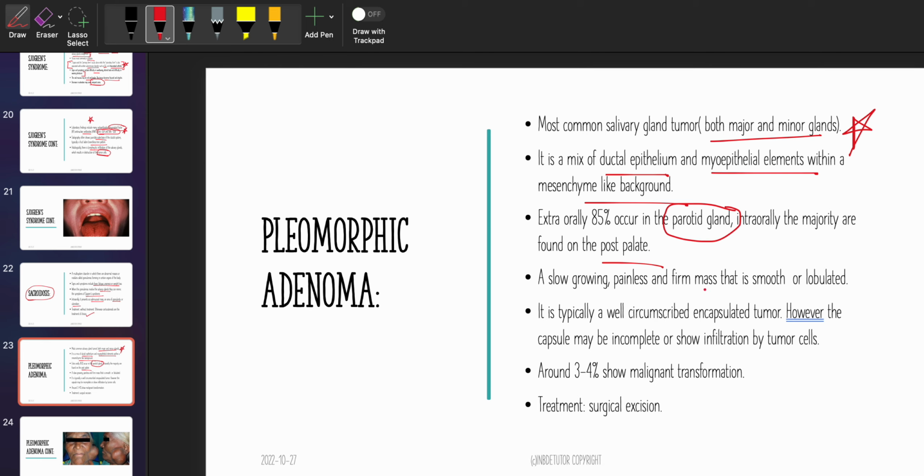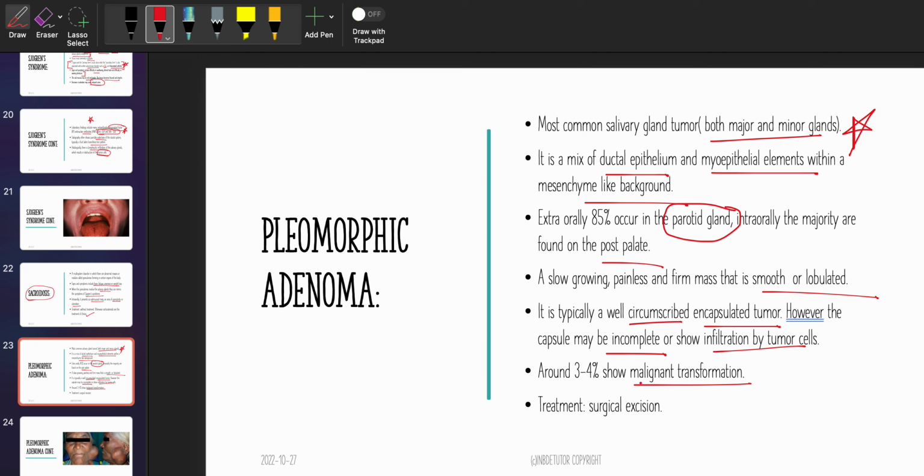It is a slow-growing, painless and firm mass that is smooth or lobulated. Since it is benign, it will be a well circumscribed and encapsulated tumor. However, the capsule may be incomplete or show infiltration by the tumor cells, when around 3 to 4% show malignant transformation, because in some cases the capsule can be incomplete.